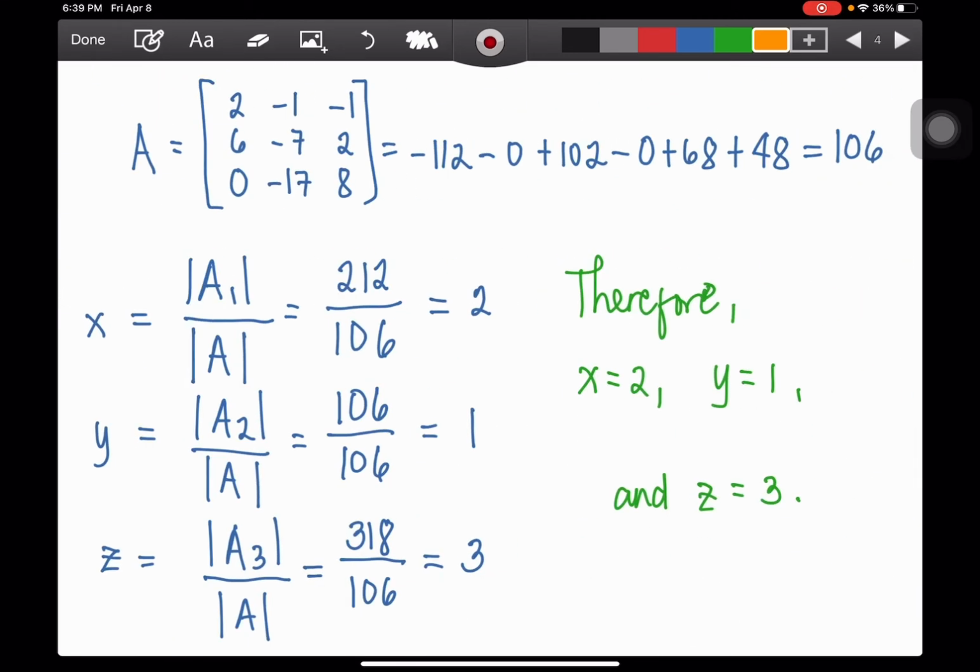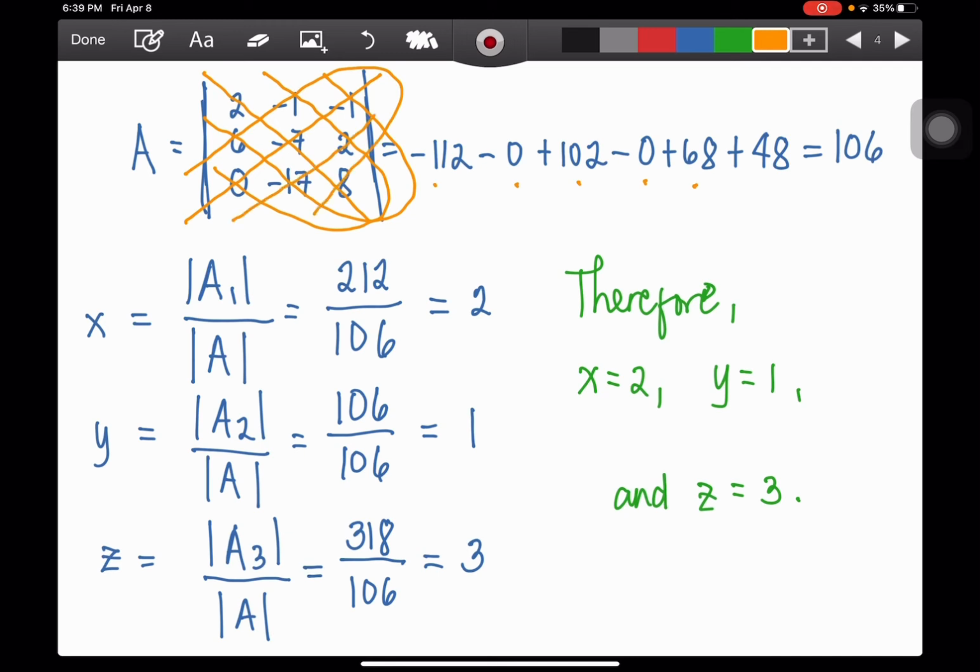Finally, let's find the determinant of matrix A. Okay? So that means our absolute value symbol. So, we have 2 times negative 7 times 8 is negative 112. Negative 1 times 2 times 0 is 0. 6 times negative 17 times negative 1 is 102. 0 times negative 7 times negative 1 is 0. 6 times negative 1 times 8 is negative 48. Negative 17 times 2 times 2 is negative 68. So, the sum equals 106.